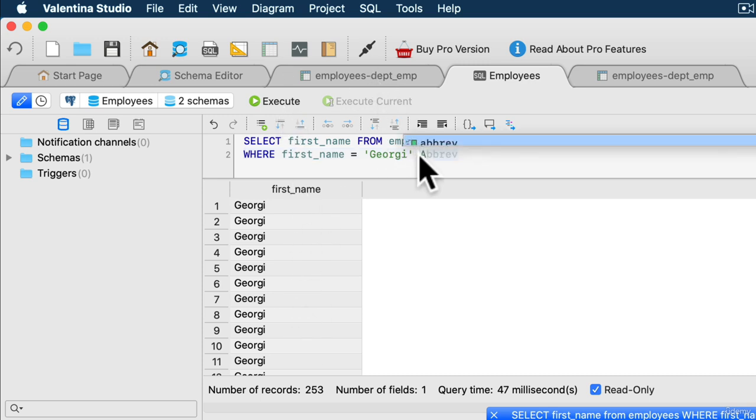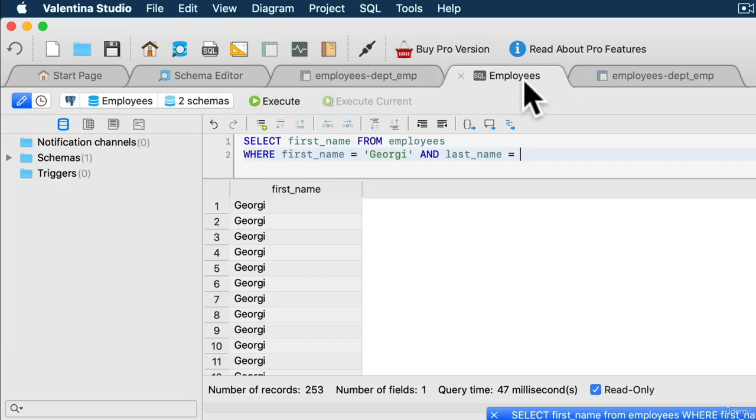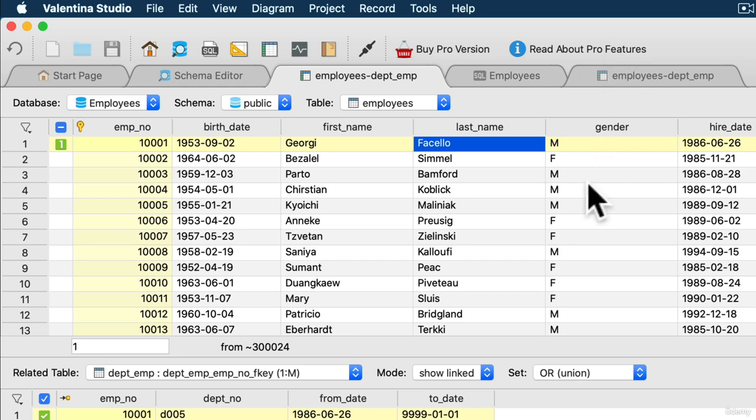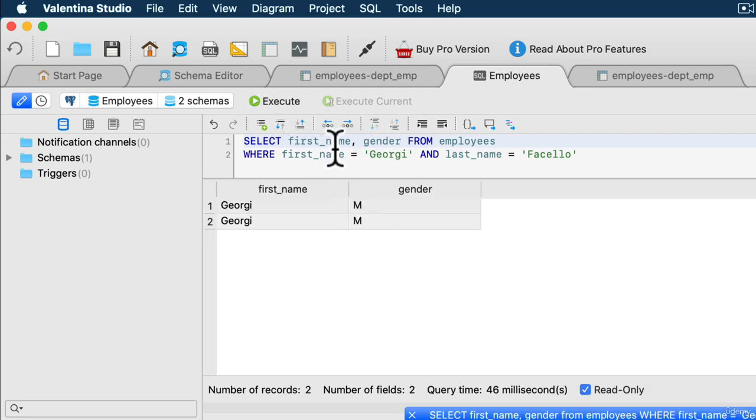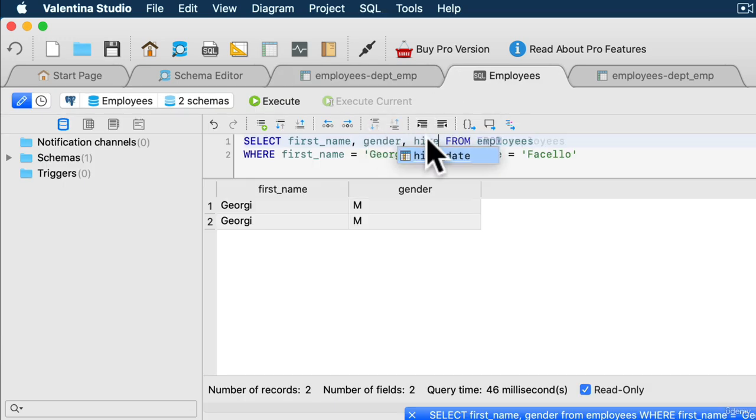Okay, so let's say and last name equals, and let's go get their last name real quick, Facello. So let's grab that out of there and let's put it in here. So now we have 2 Georgie Facellos. Okay, we have 2 in our database. So that means we need a 3rd criteria to filter them by. So let's see what their gender is real quick. Do they have the same gender? Okay, so they're both male. So the only other criteria we can filter by is their hire date. So let's see their hire date. Does it differ?